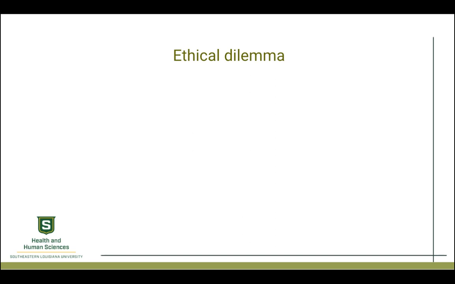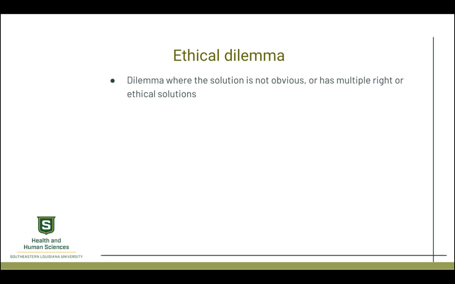An ethical dilemma is a situation in which the solution is not obvious, or it has multiple right or ethical solutions, whereby there are multiple ways you could do this that are considered right or ethical, but you can't take all of them. You will have to pick which one to go with and drop the others. The decision of how to pick that solution over all the others is what breeds the ethical dilemma.